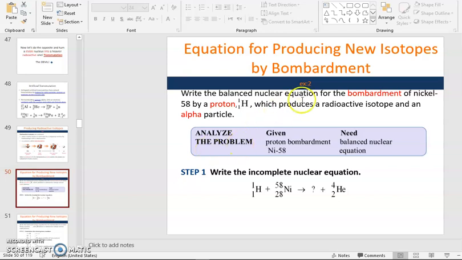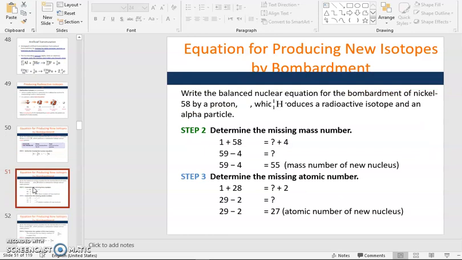So here is an example. Write the balanced nuclear equation for the bombardment of nickel 58 by a proton, which produces a radioactive isotope and an alpha particle. So you summarize your equation this way, and you need to figure out this element.